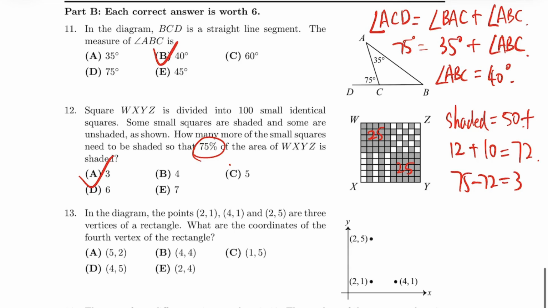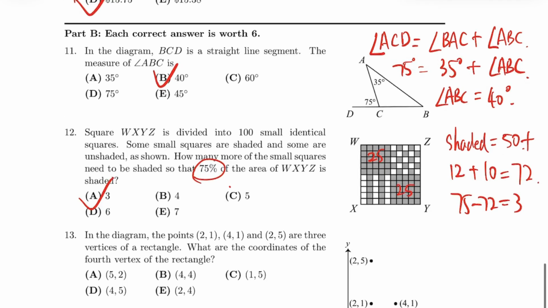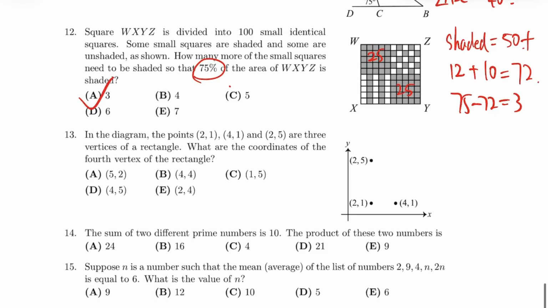So number 13, in the diagram, the points (2, 1), (4, 1), and (2, 5) are 3 vertices of a rectangle. What are the coordinates of the 4th vertex of the rectangle? Okay, so let's see. We can connect (2, 5) and (2, 1). We can see the side length will be 5 minus 1, which is 4. So this one should be in here.